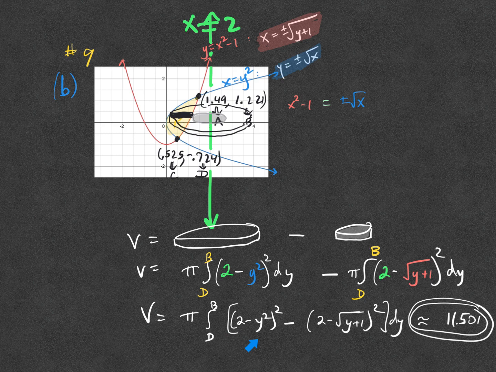You can write that as a single integral. Anyway, we're getting about 11.5. And I was able to still use those values, B and D, that were in the registry to do this.